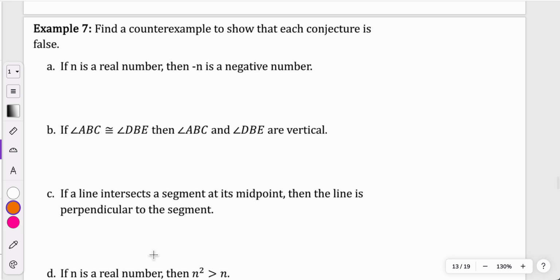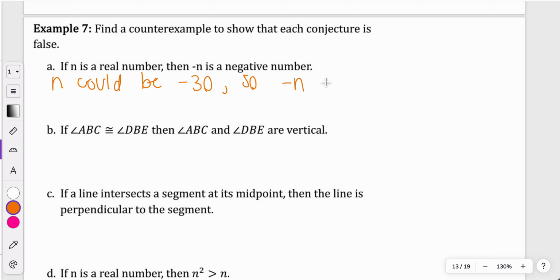Here we go, some counterexamples. Find a counterexample to show that each conjecture is false. Reminder, a counterexample is a number, a drawing, or a statement to prove the conjecture not true. If n is a real number, then negative n is a negative number. Well, not necessarily. n could be negative 30.